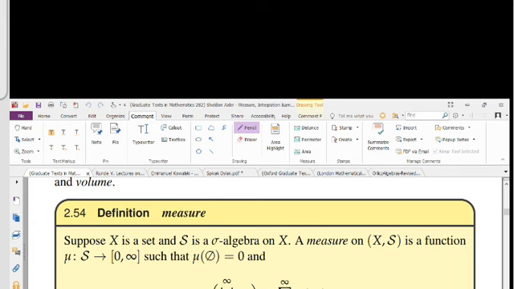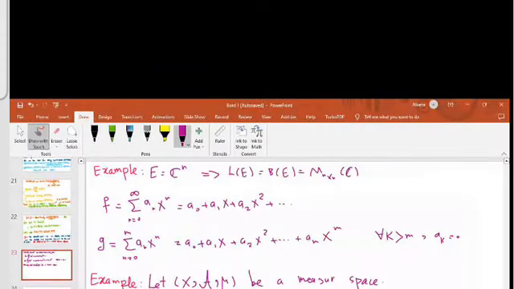A measure on this measurable space is a function mu from S to 0 up to infinity, such that mu of the empty set equals 0, and for any disjoint sequence E1, E2, up to En in S we have this equality: mu of the union of Ek equals this summation. Then we say that mu is a measure, and we say that (X, S, mu), or (X, A, mu), is a measure space. We consider our sigma algebra A, okay?